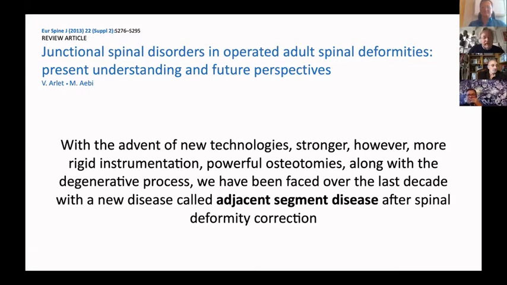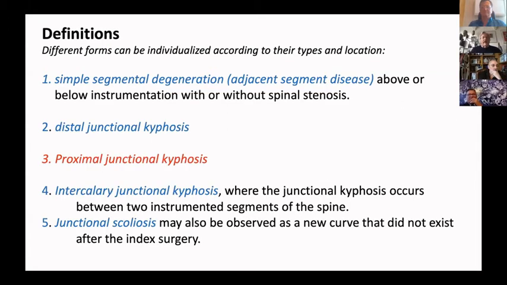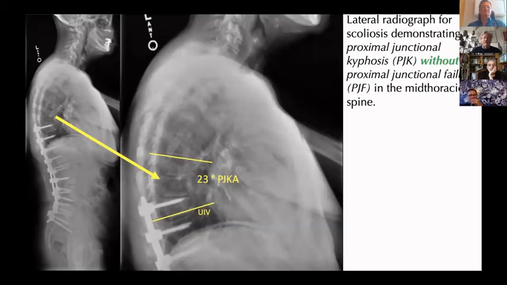proximal junctional kyphosis. Now, you'll have some definitions, and as I show here, we are just talking about proximal junctional kyphosis, but obviously there are distal junctional kyphosis, and there are intercalary junctional kyphosis, that means between two instrumentation areas of the spine, and there are also some junctional problems with new formation of scoliosis above rigid fixations. So I'm just focusing on the proximal one.